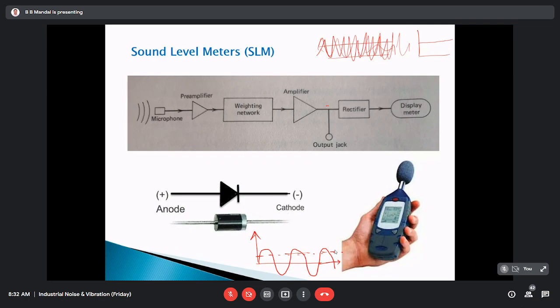AC is an alternating current. So how can it have a fixed value? We call at our home, what is the supply? We say 230 volt AC.